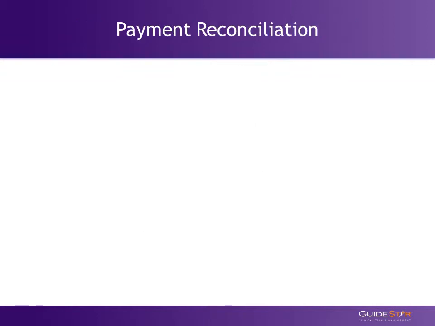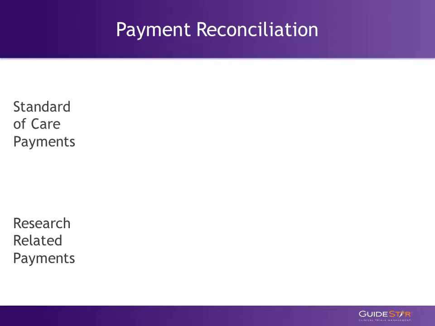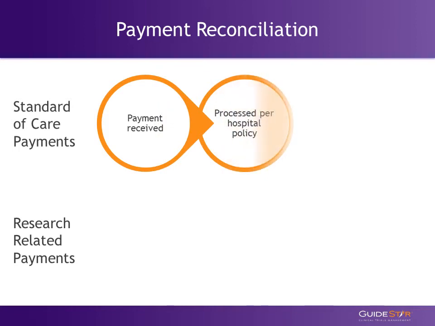Insurance and research reimbursements are most often tracked within two different systems: a hospital billing system for routine care reimbursements and a clinical trials management system, referred to as a CTMS, for research-related reimbursements from a sponsor. Research staff without clinical trials management software often use spreadsheets for manual tracking. Once a payment from insurance is received, it is processed as normal per hospital policy.